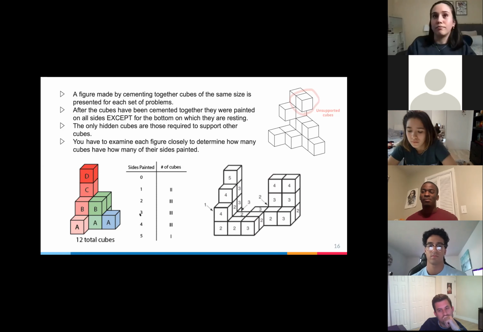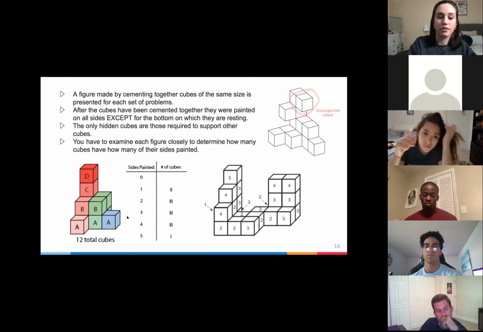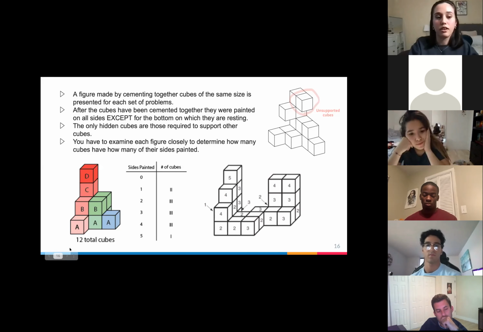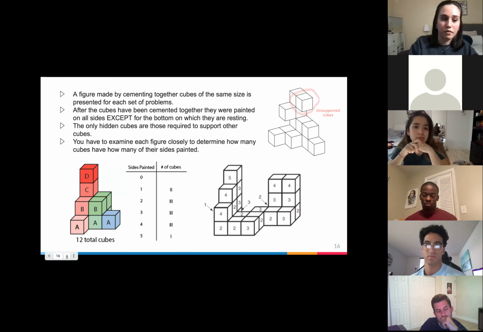So each figure like this would have maybe, I don't know, 2 to 3 questions, and they would tell you, look, in figure A, how many cubes have 3 sides painted? So for this one, it would be 3 cubes. And then for figure A, how many cubes have 5 sides painted? And then you would put 1, so that's pretty much how this section works. Once you do it a couple of times, it's super easy. So yeah.